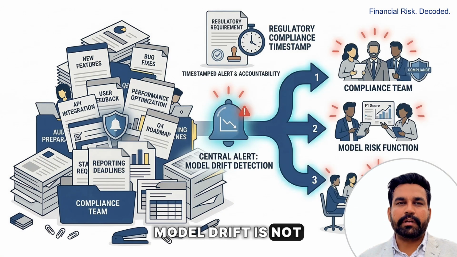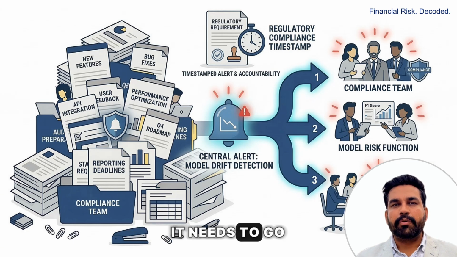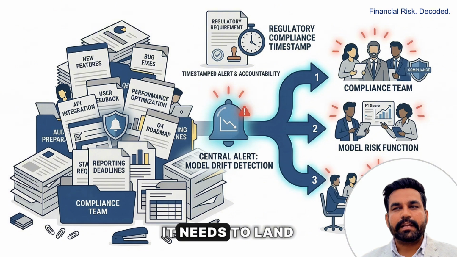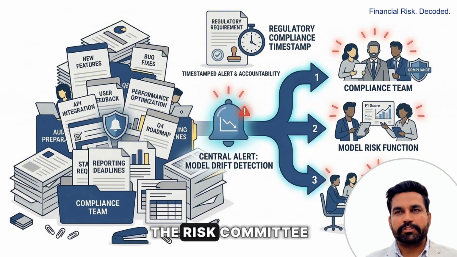Model drift is not a data science problem. Model drift is a risk problem. That alert needs to go to the compliance team. It needs to go to the model risk function. It needs to land on the desk of someone who has the authority to escalate it to the risk committee.